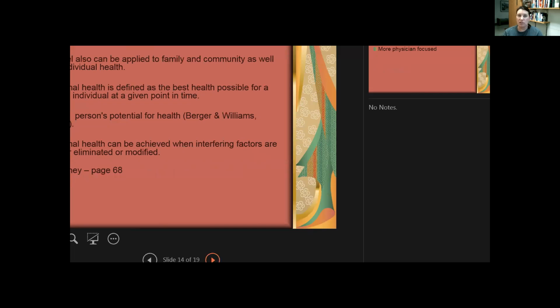Again, what I'm asking you to do is to really think of an individual, but you could think of it by community or family as well. If you wanted to plot your own family on a health continuum, you could. Optimal health is defined as the best health possible given an individual at a specific point in time. Optimal health can be achieved when interfering factors are eliminated or modified.